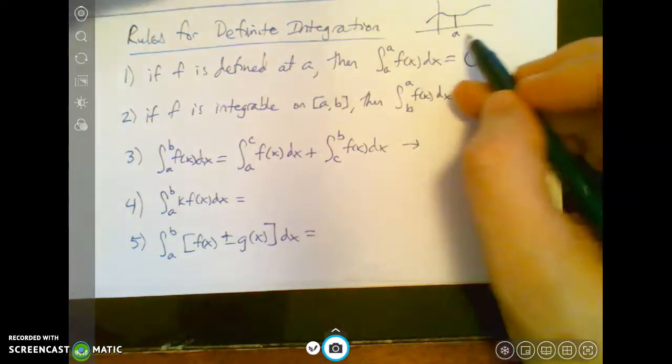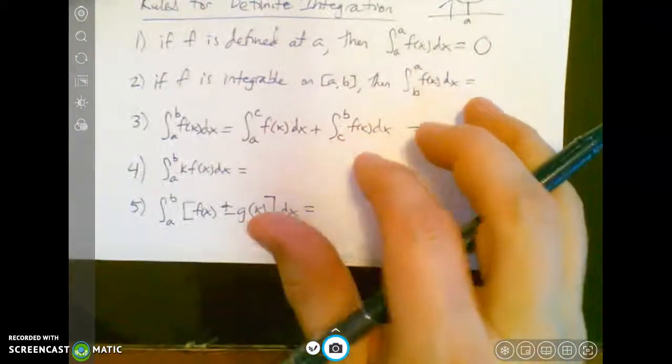So it makes sense that it's 0 because you're not capturing an area. You're just drawing a line, and a line has no area.